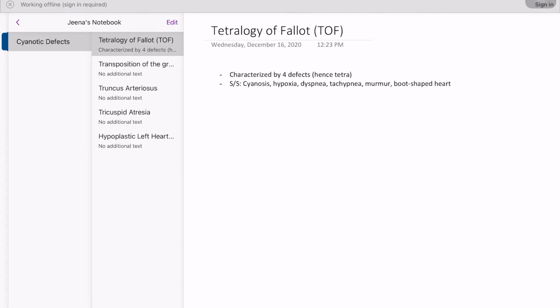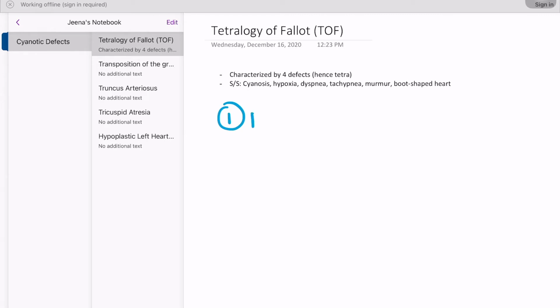First, I'm going to go over the cyanotic defects of the heart. There are several. I'm going to do my best to try to cover them quickly, but also somewhat in depth. So the first one I'm going to go over is Tetralogy of Fallot, or TOF. It's characterized by 4 defects, hence the name Tetra. The signs and symptoms you'll see in your patient would be cyanosis, hypoxia, dyspnea, tachypnea, a heart murmur, or a boot-shaped heart. So the 4 defects that I'm going to go over.